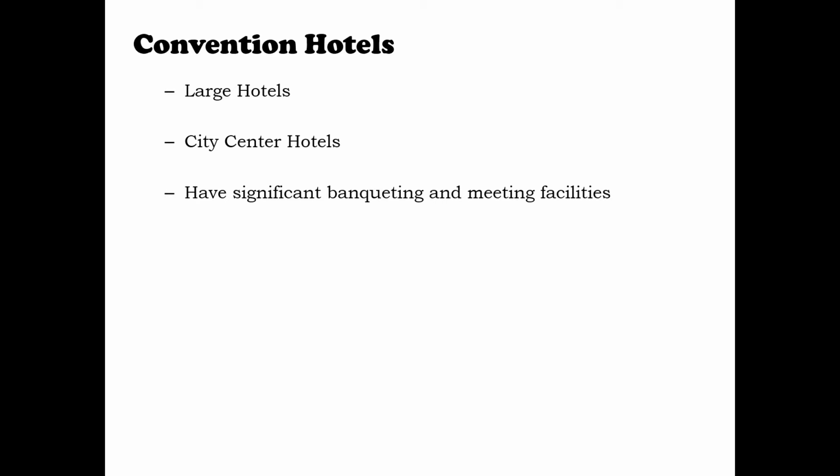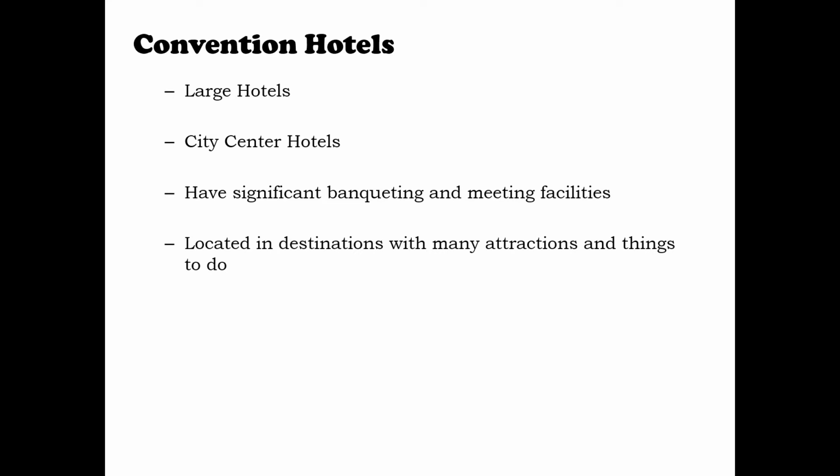Next is convention hotels. Convention hotels are usually large hotels, usually located in the city center, and they have significant banqueting and meeting facilities. Usually, these hotels are located with many attractions and things to do in their location.